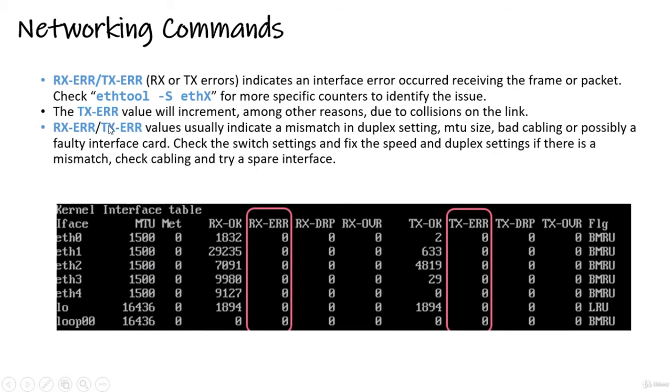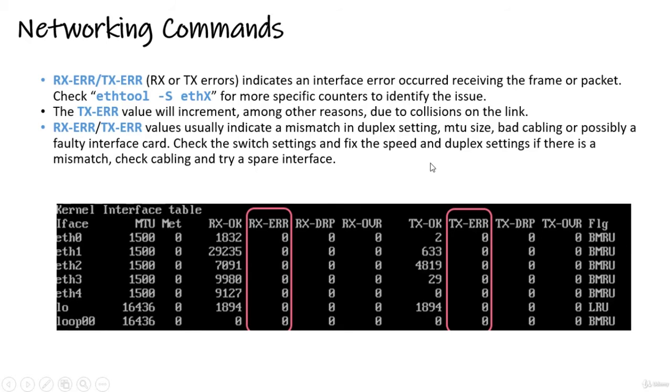The TX error value will increment for a crazy number of reasons. It might happen due to any kind of collision on the link. It usually indicates a mismatch in duplex settings, MTU size, bad cabling, maybe someone stepped on a cable, whatever. You've got to check switch settings, check speed and duplex.